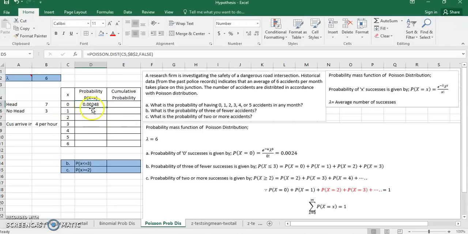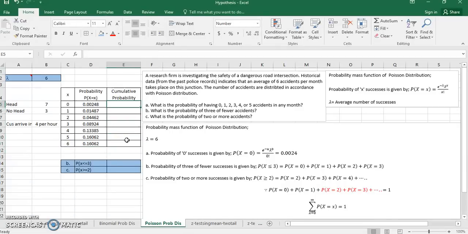It gives me a value of 0.00248. That means the probability of having 0 accidents in a typical month on this junction is given by this number here. I just drag it down and it fills up all the cells and gives me the probability of 0 accidents, 1 accident, 2, 3, 4, 5 or 6 accidents. So that's exactly how it's been calculated. I can cross check the formula by just highlighting it.